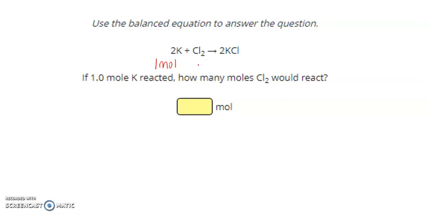Half of 1 would be 0.5. And half of 2 would be 1 mole. So that would be our mole ratio. 1 mole of K, half a mole Cl2 makes 1 mole of KCl. So the number of moles of Cl2 that would react would be 0.5 moles.